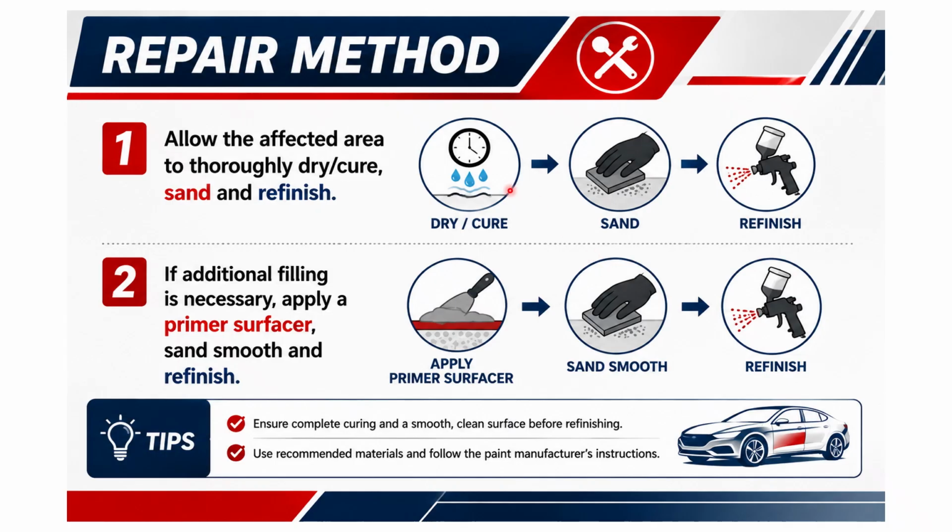Coming to the repair method for the paint film defect shrinkage. Number one, allow the affected area to thoroughly dry and cure, then sand and refinish, as shown in this illustration. Number two, if additional filling is necessary, apply a primer surfacer, sand smooth, and refinish, as shown in this illustration too. Ensure complete curing and a smooth, clean surface before refinishing. Use recommended materials and follow the paint manufacturer's instructions.